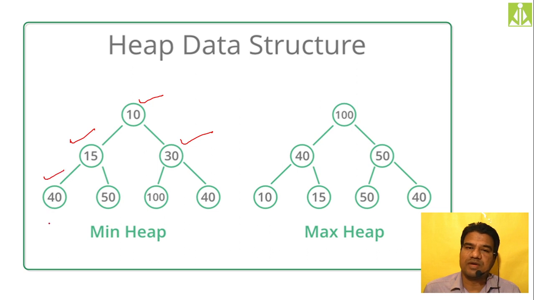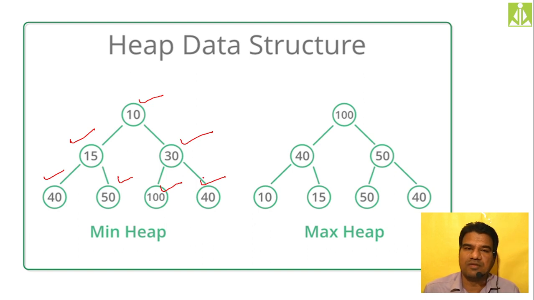40, because we don't have any children, we will consider this as minimum. 50, we don't have any children, so we consider this 50 as minimum. 100, we don't have any children, so same thing. 40 also same thing. If you don't have children, it doesn't matter what value you have at that key.